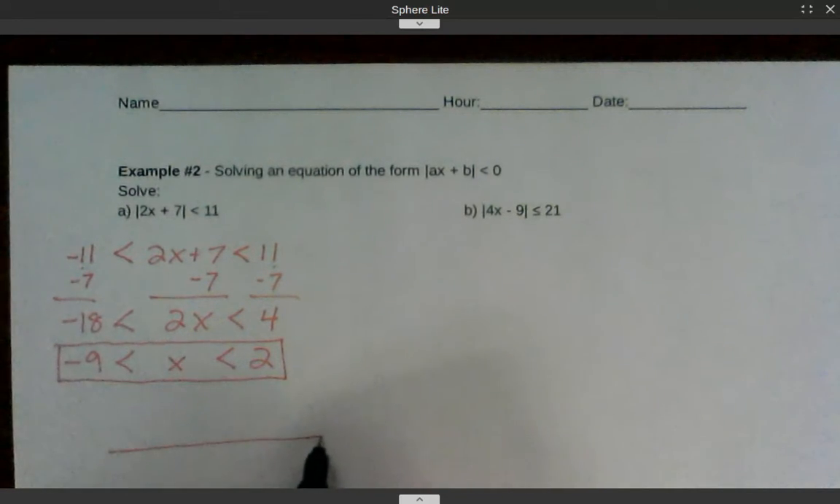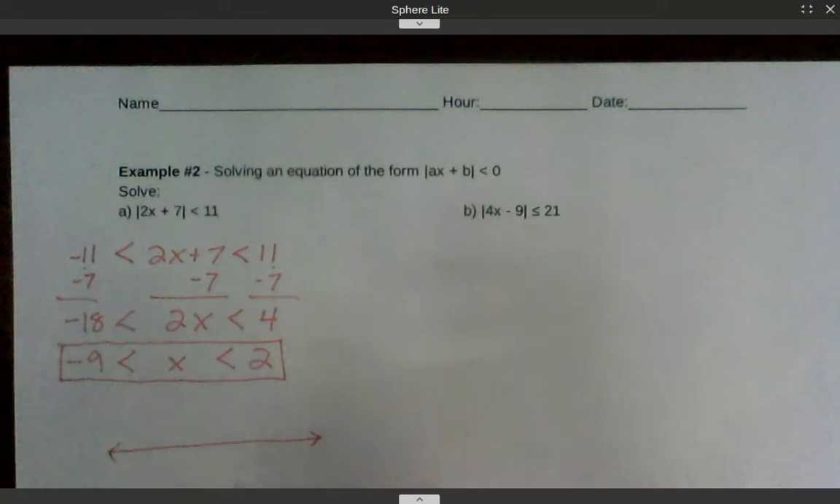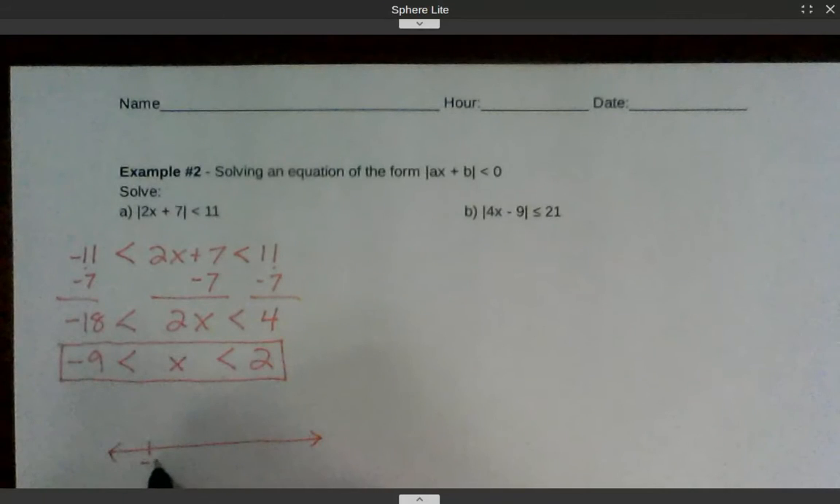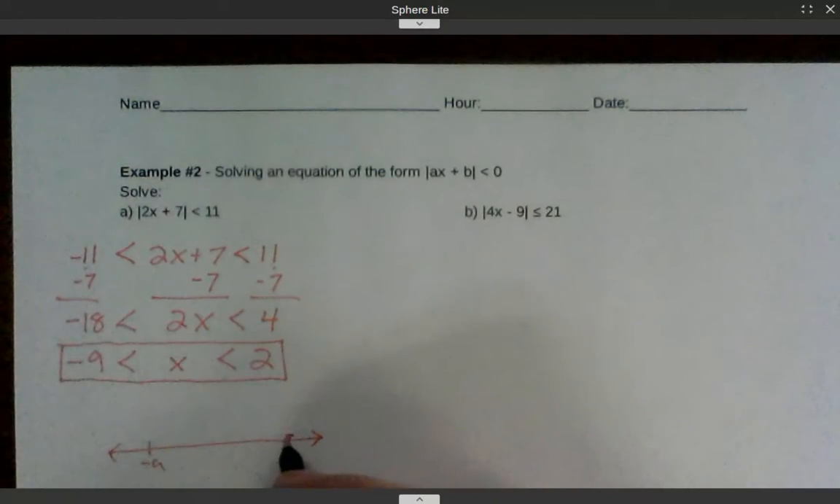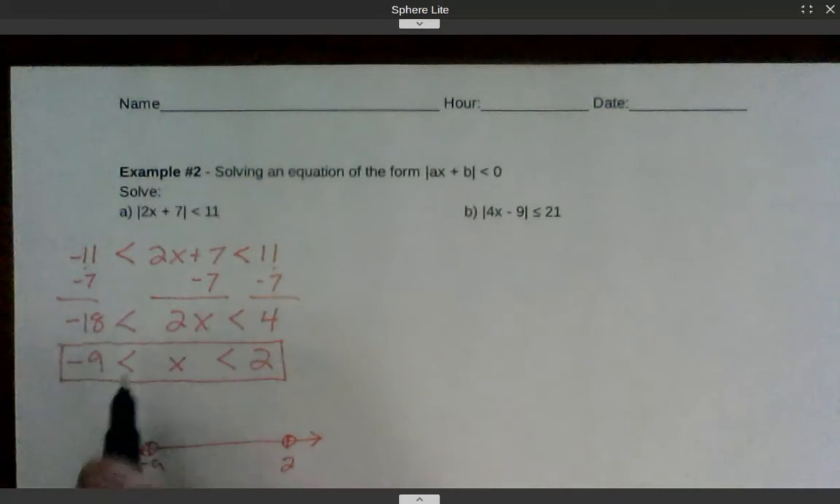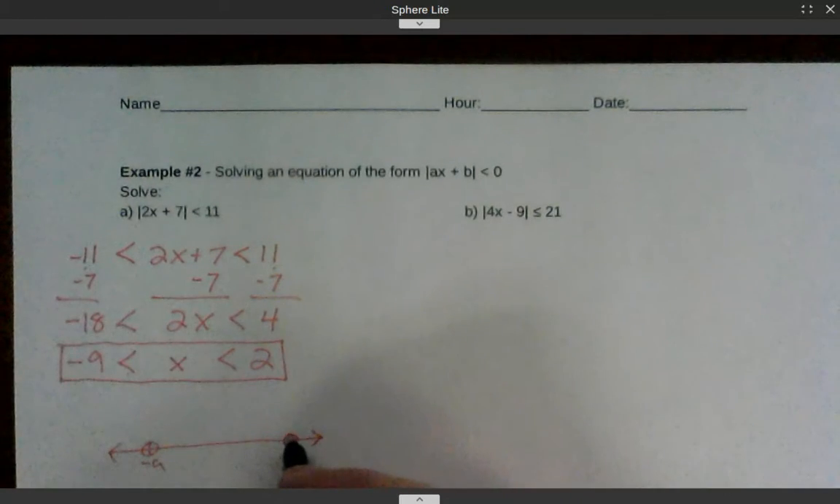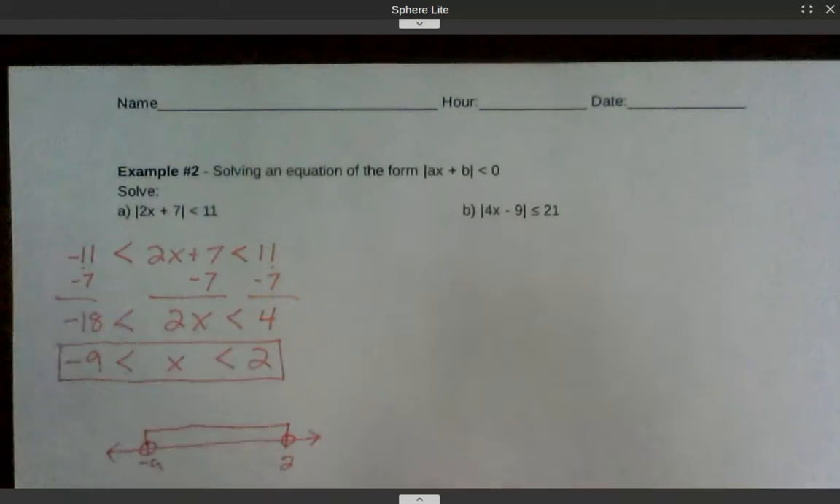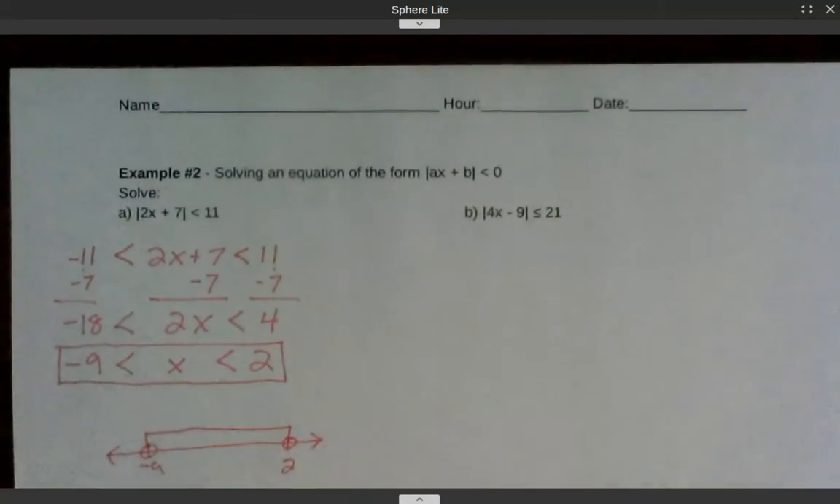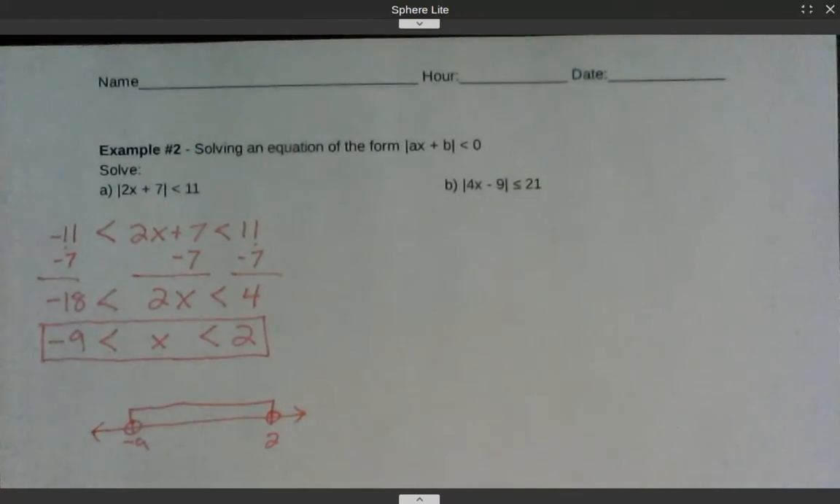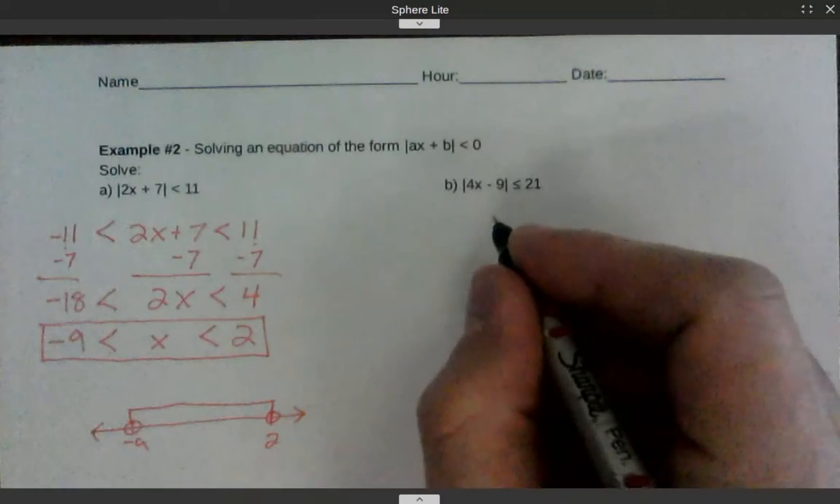If we were to graph this on a coordinate point, we would have -9 here, and we'd have 2 somewhere over here. We would have an open point, open dot, because that is our less than, and we would know that these two lines come and meet in the middle. Now, this is something that we've already looked at, so we don't need a graph, but FYI, just so you know. On the next one, we're going to take it again.